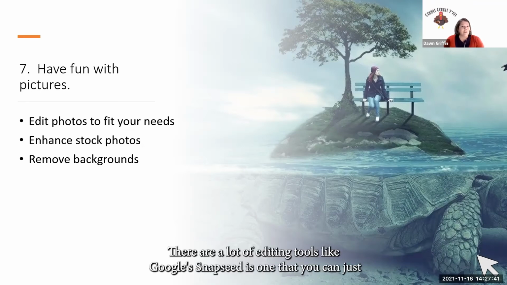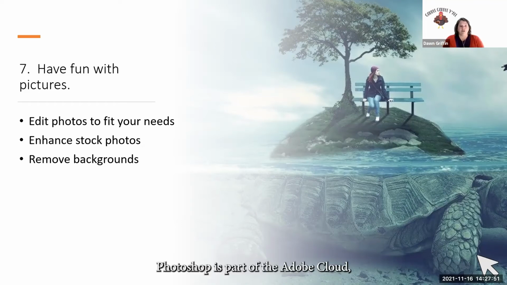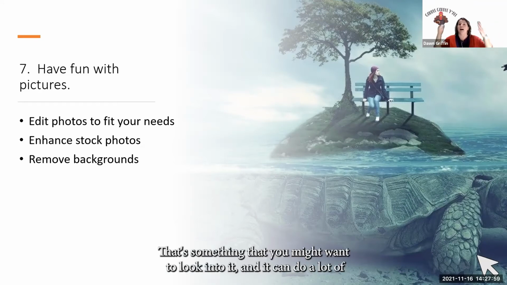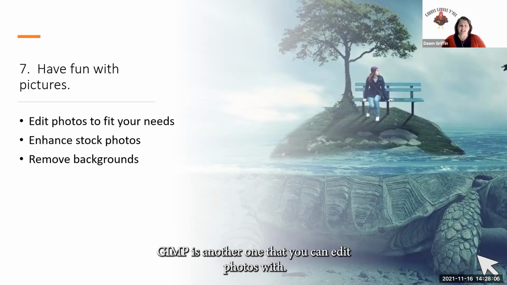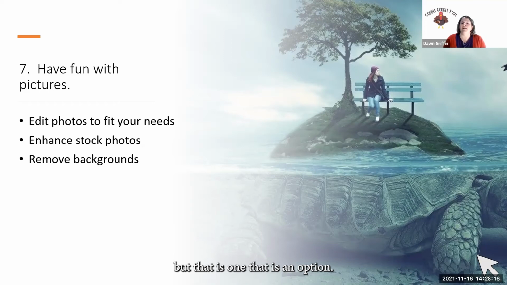On your phone, there are a lot of editing tools. Google Snapseed is one that you can just download right on your phone, take a picture, and do some quick edits on it. Photoshop is part of the Adobe Cloud, so if that's something you're interested in, you might want to look into it, and it has a lot of editing possibilities. GIMP, G-I-M-P, is another one that you can edit photos with. I haven't used that one a lot, so I'm not super familiar with it, but that is an option.